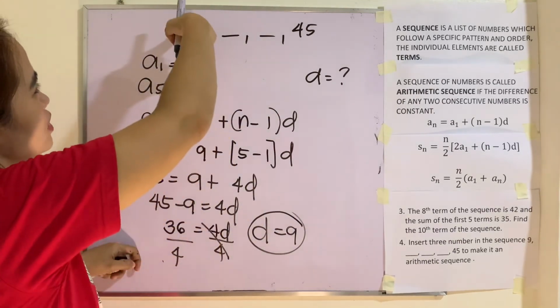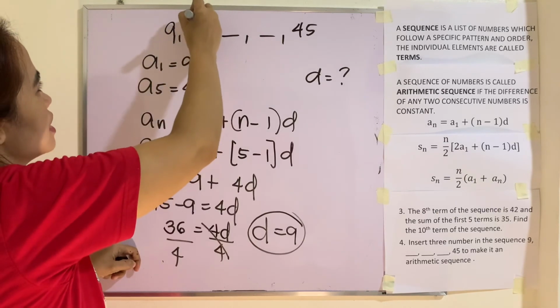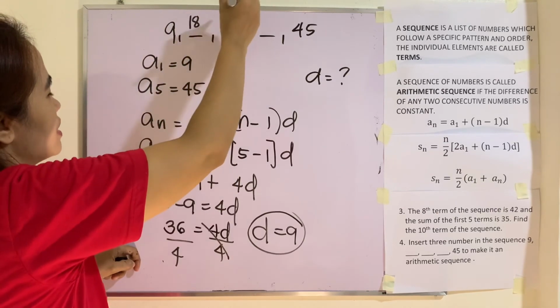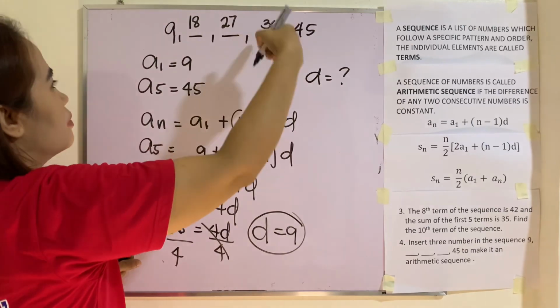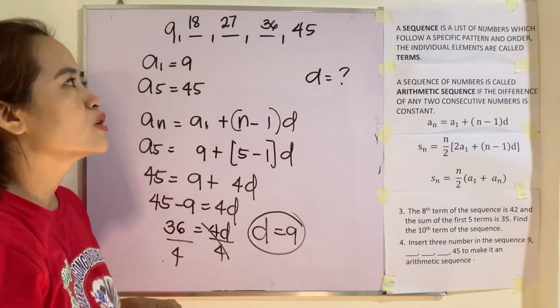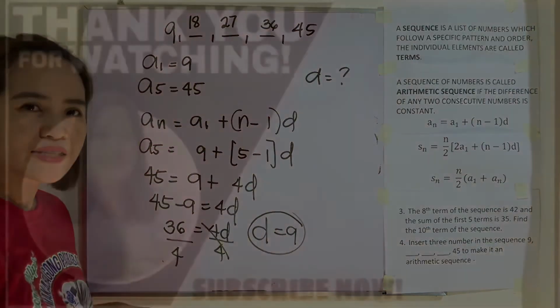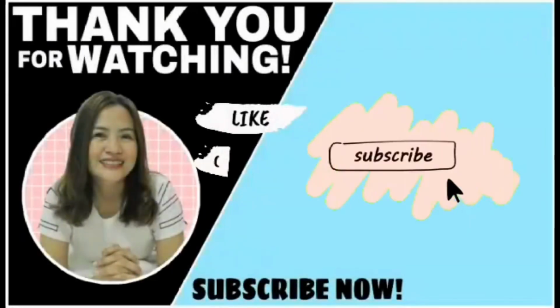We can now insert here. 9 plus 9, it's 18 plus 9, 27 plus 9, 36. Plus 9 is, of course, 45.